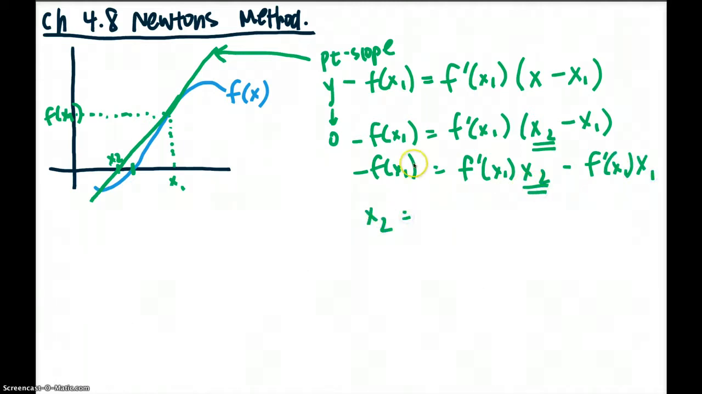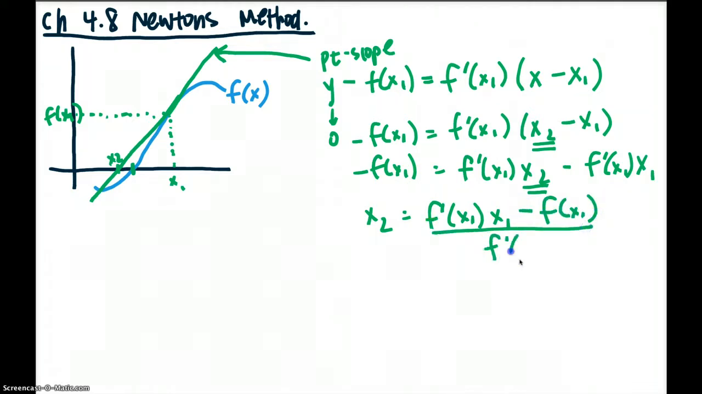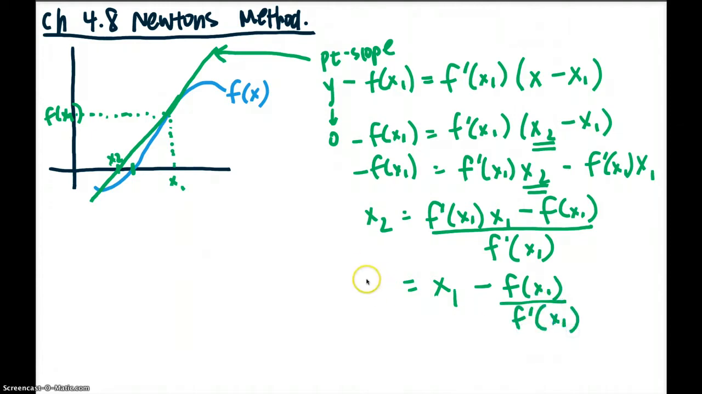So to get that by itself, I'm going to add f prime of x sub 1 times x sub 1 over to the other side, minus this term, all over f prime of x sub 1. I'm going to simplify it by distributing the division. These terms will cancel. I'll be left with x sub 1 minus f of x sub 1 all over f prime of x sub 1. And this will give me x sub 2.